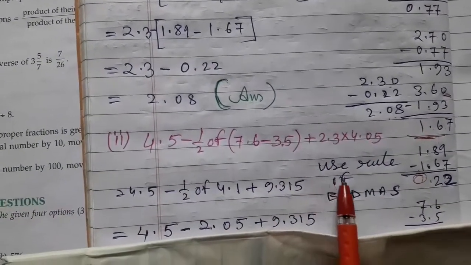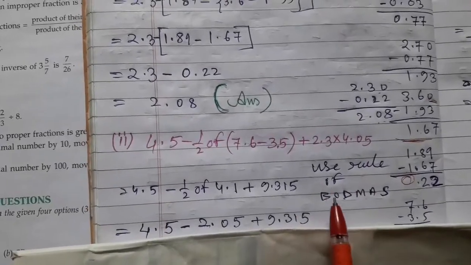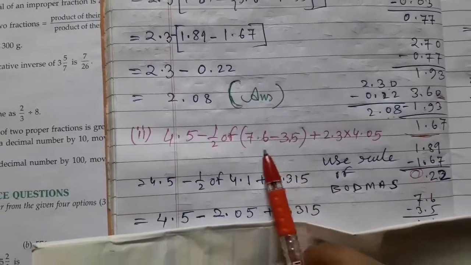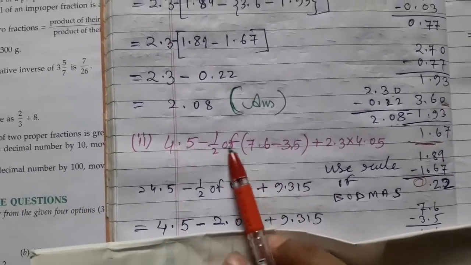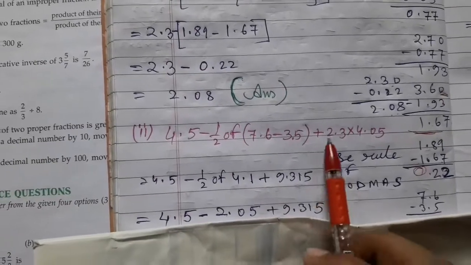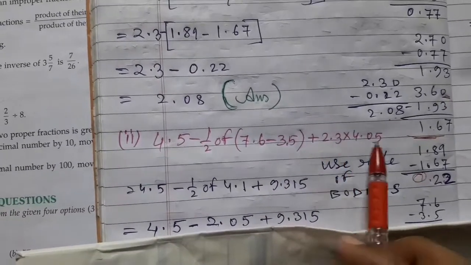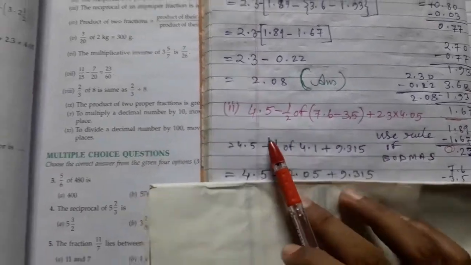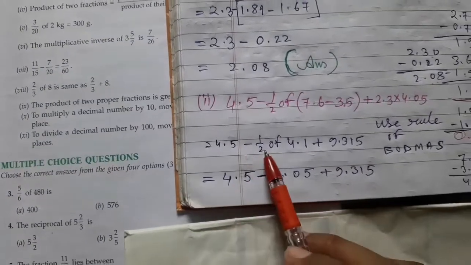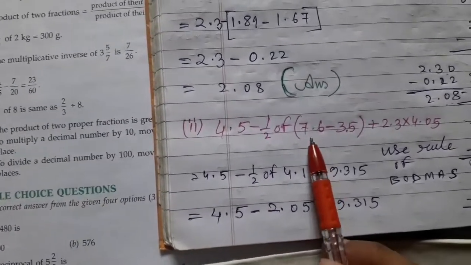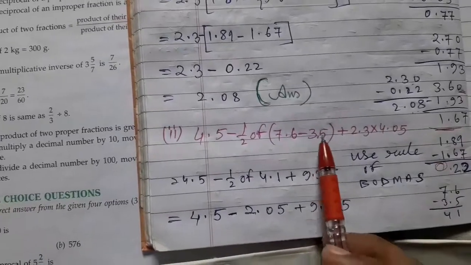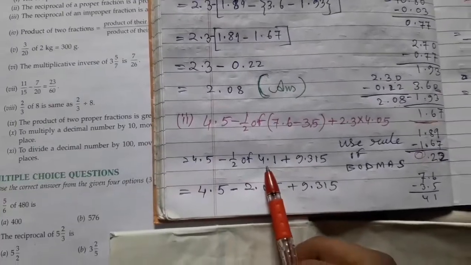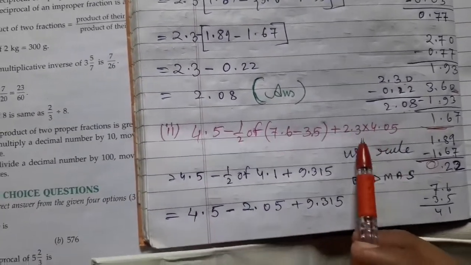A question: use the rule of BODMAS. B means bracket, we have a bracket, we have to work this bracket first, then of, okay, then divide. We have no divide, we have a multiplication, then addition, subtraction, okay. Next, 4.5 minus 1 by 2 of 7.6 minus 3.5, 6 minus 5 is 1, 7 minus 3 is 4, decimal, okay. Next, multiply it.